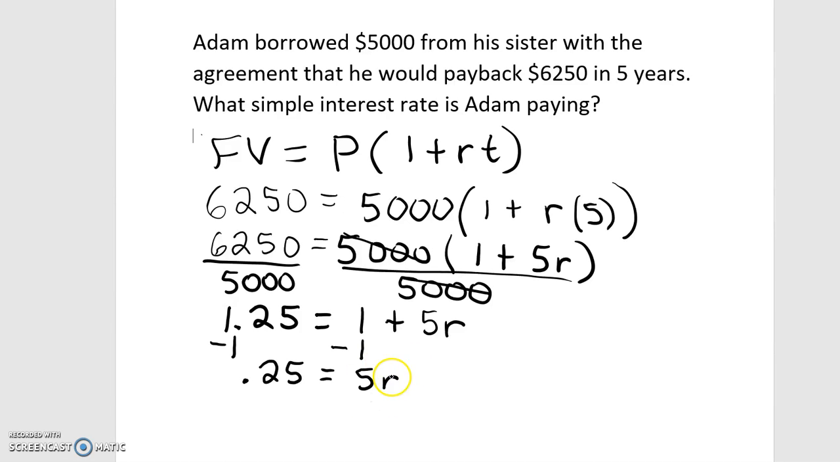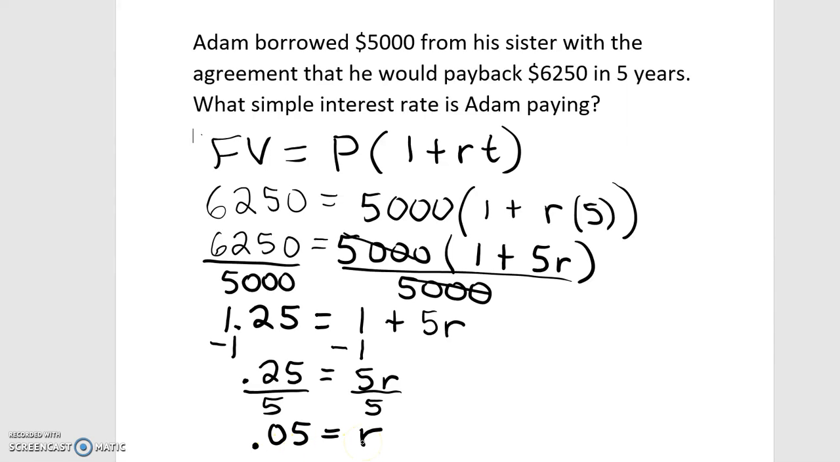Now that we have our 5R isolated, our last step is to isolate the R itself. So right now the 5 has been multiplied, so we will divide both sides by 5, and we end up with 0.05 on the left and R on the right. So R in this case is equal to 0.05.